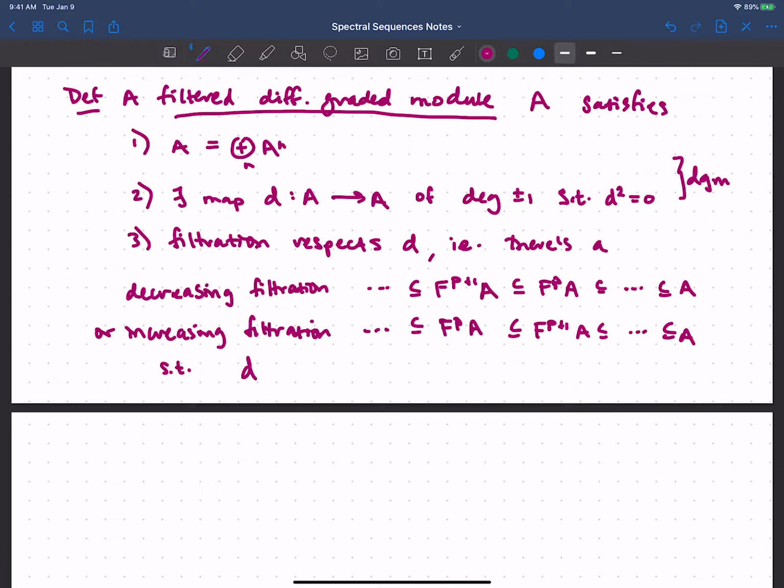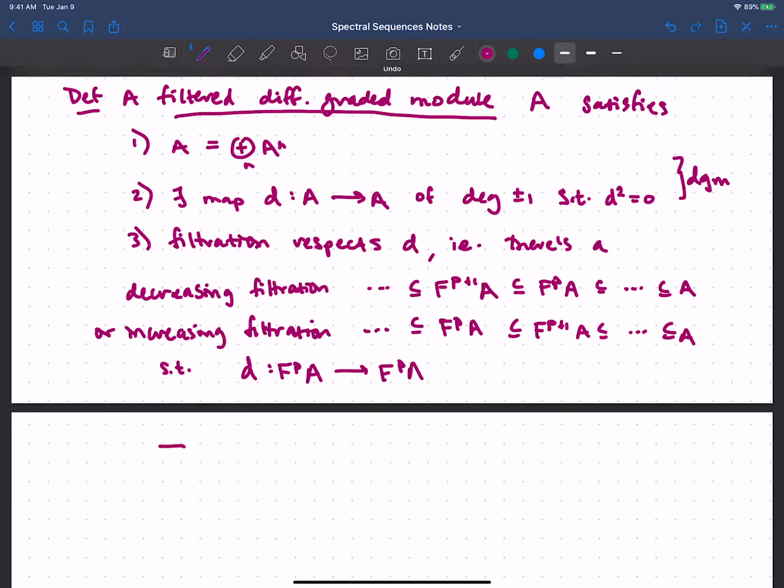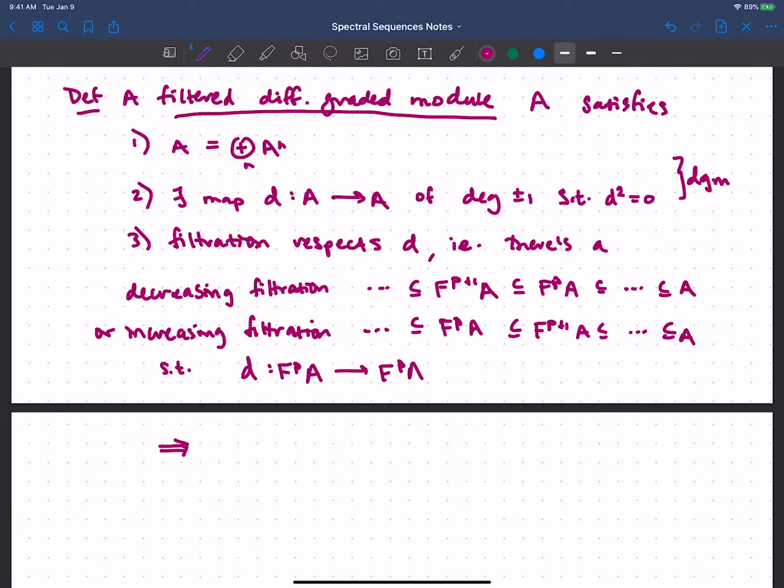Okay, and this should be such that, well, the filtration is supposed to respect the differential, so if I just look at some filtered piece, F^pA, then my differential should restrict to that. Well, when I restrict my differential to that, I should land back in that. Okay, so what does this give us? Well, this tells us that when we look at the homology of this complex with respect to the differential, meaning you just take the kernel of D mod the image of D.